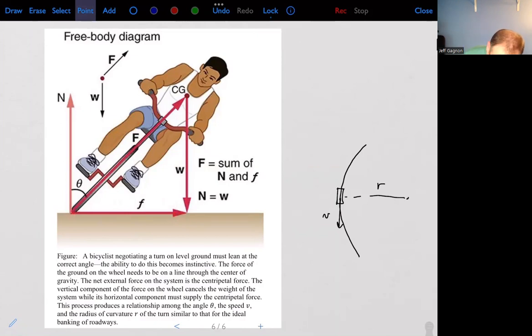And then the other component of that ground force, if I project onto the y-axis, is the normal force, right? That's the force that the ground exerts on the bicycle tire, perpendicular to the surface. And we're going to find later that's just equal to the weight of the person and the bike.